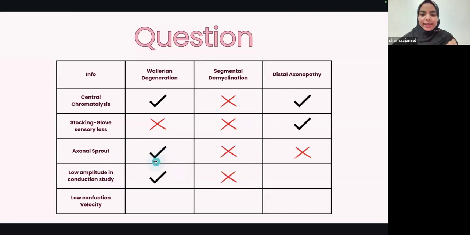Demyelinating, yes. And sorry, low amplitude is in axonal, and then low conduction velocity is going to be in the demyelination. Low amplitude is going to be in the axonal, if there's damage to the axons themselves.